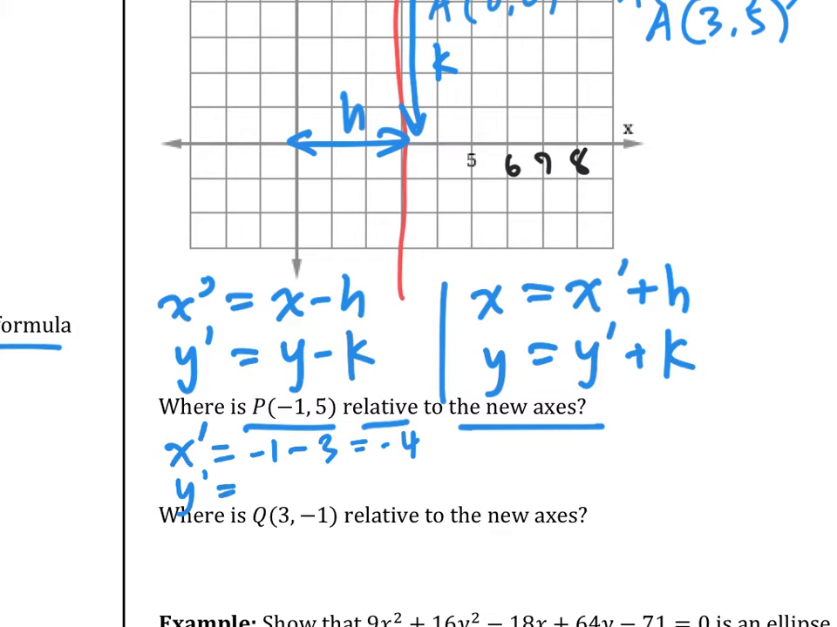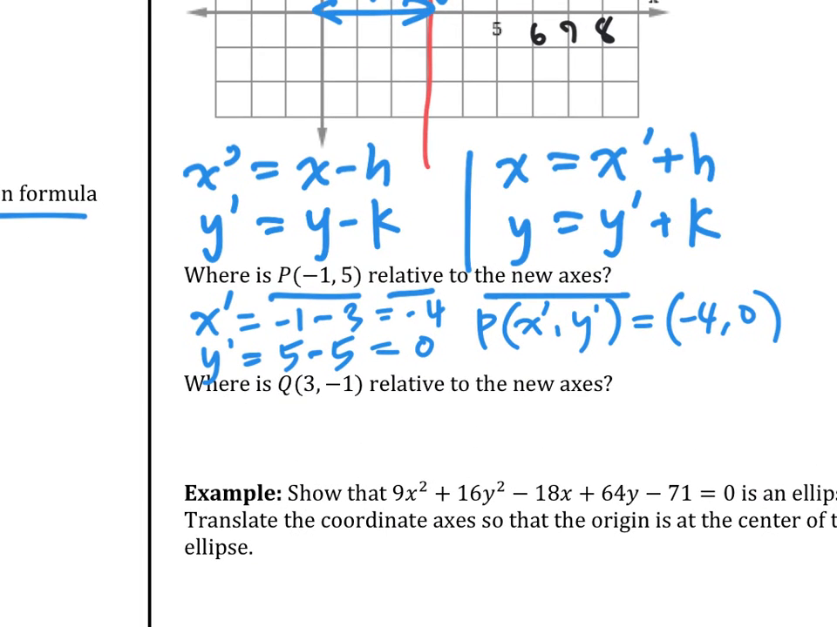The new y must be the old y, so we're following this formula: the new y is the old y minus k. So the new y is the old y, that is 5, minus k, where k is 0, which is 5... so therefore, P in the new axis must be (-4, 0).